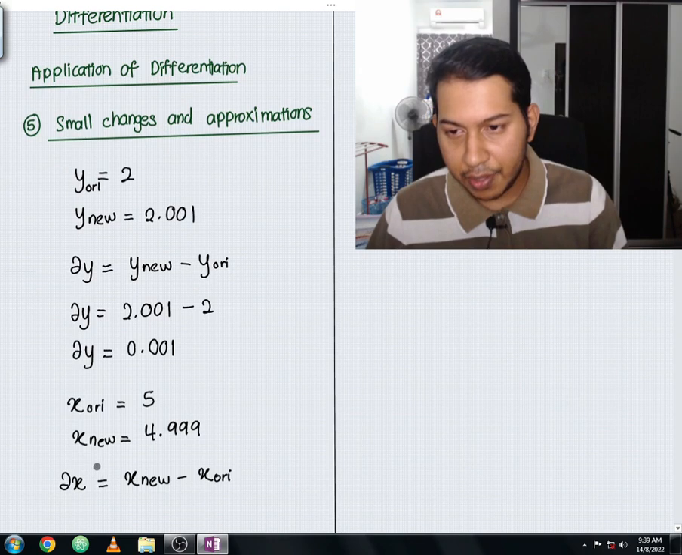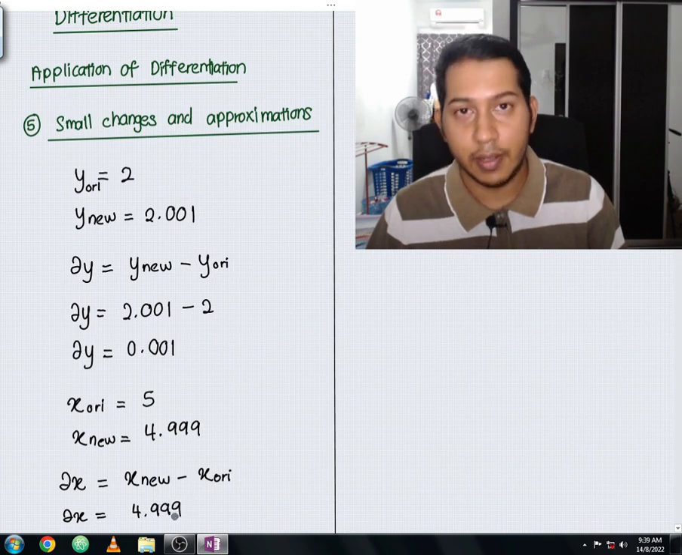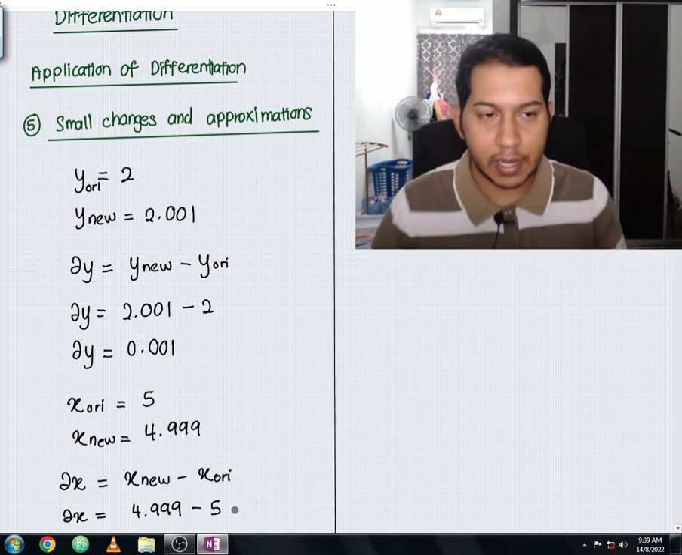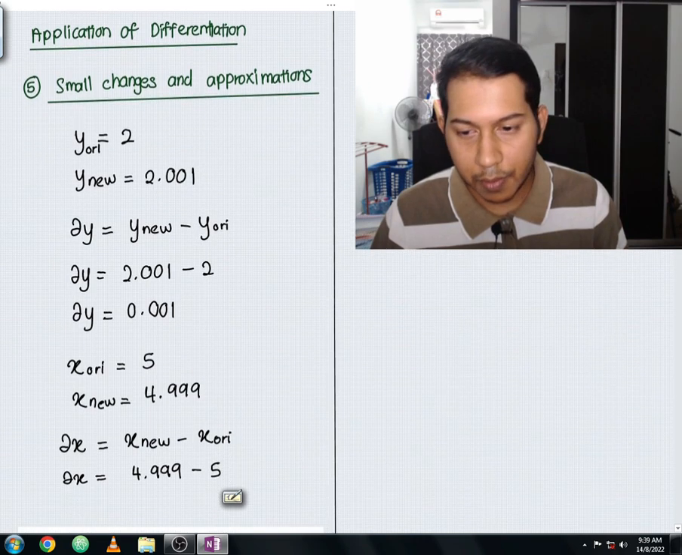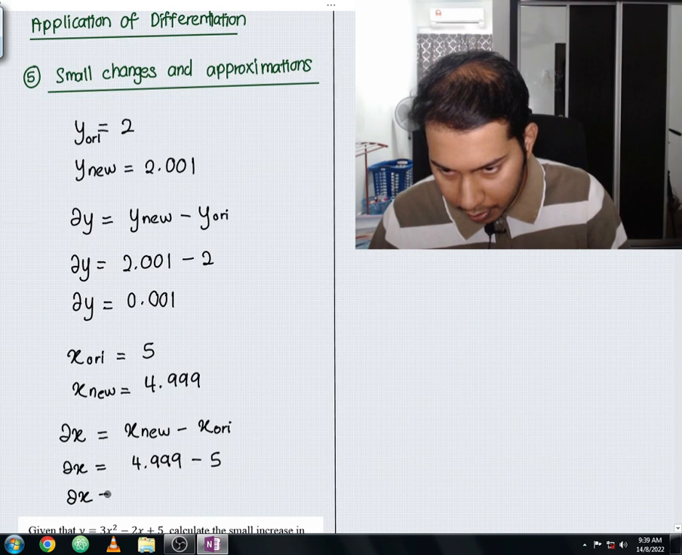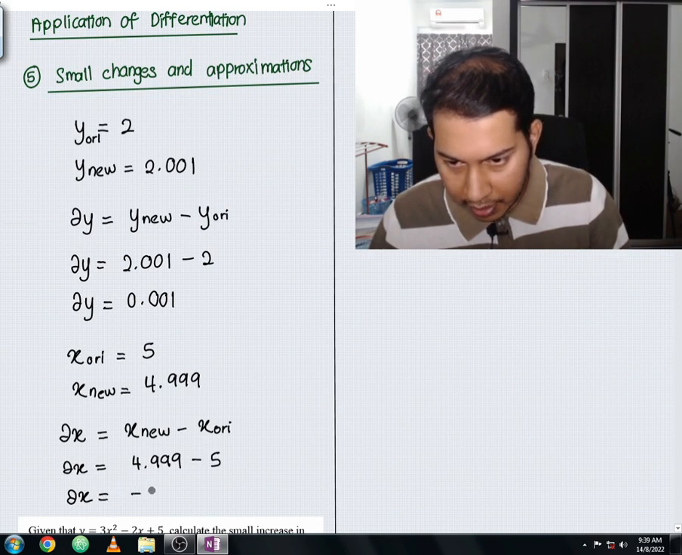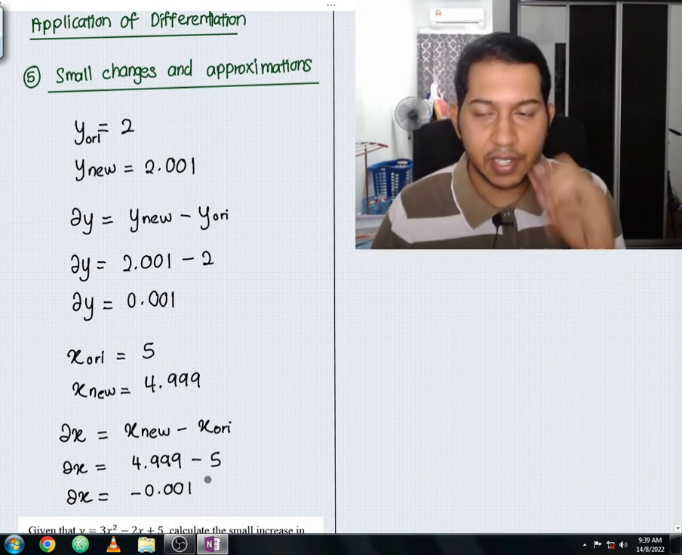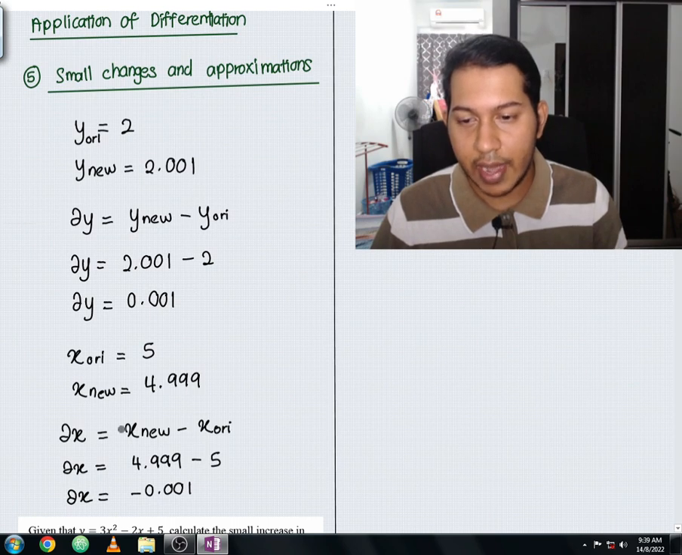So your x new is equal to 4.999, and then you minus 5. The new value minus the original value. So from here you get delta x equals negative 0.001.